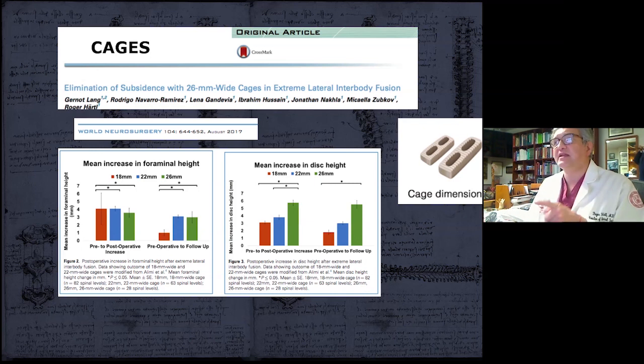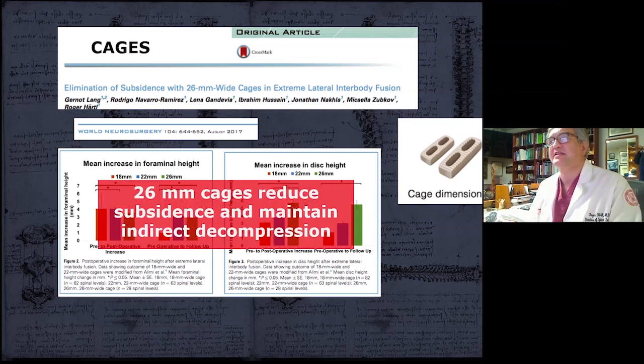What did make a difference, though, was the width of the cage, and that obviously makes a lot of sense. The wider the cage, the less the subsidence, and the better the restoration and sustainability of disc height restoration over time. The commercially available cages are 18, 22, 26 millimeters for the most part, and the cages with 26 millimeters reduce subsidence and maintain indirect decompression very successfully.